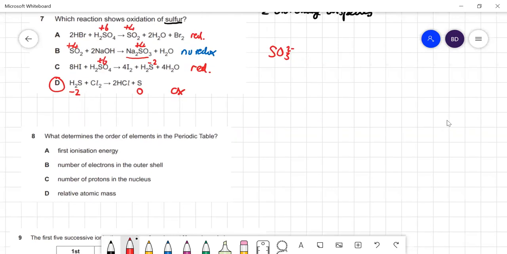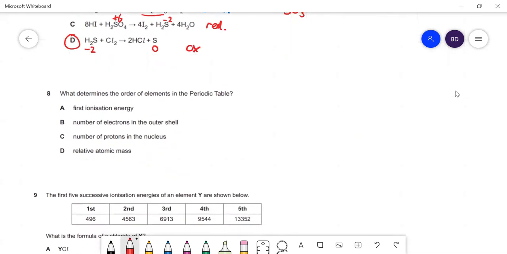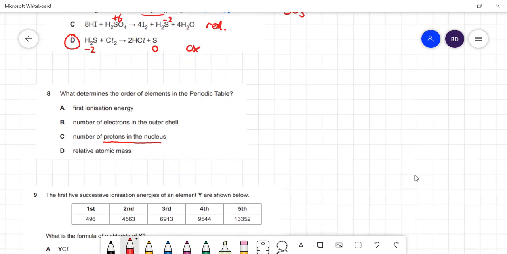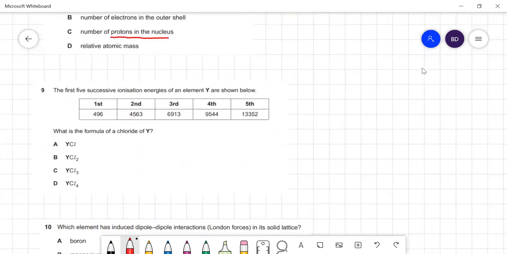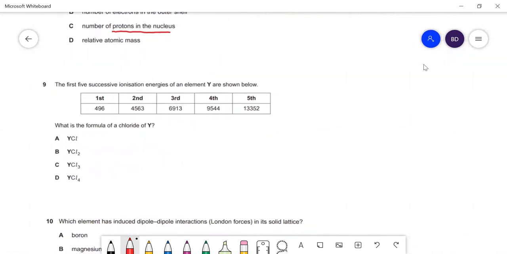Right, now this is a question which you could probably answer in year 9. What determines the order of elements in the periodic table? The number of protons in the nucleus. Okay, 9. The first 5 successive ionization energies of an element are shown below. Right, now let's look at these. We've got to look for a jump, and that tells us when we're entering a new quantum shell.